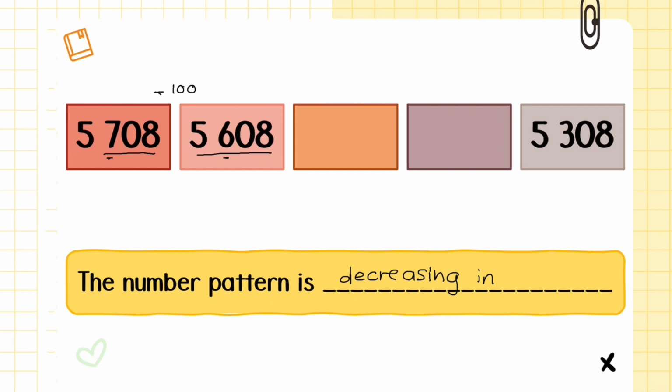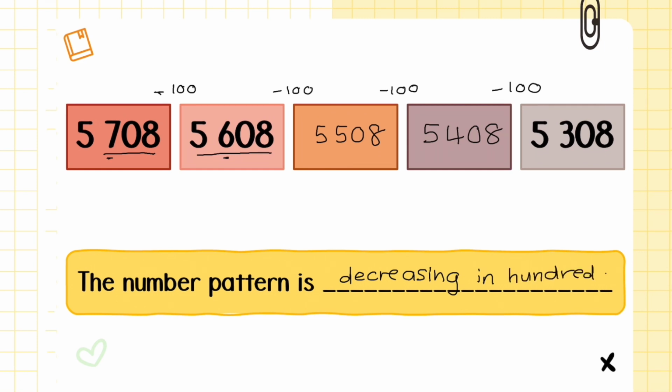Next, let's fill in the missing number. So from 5608, we minus 100, it will become 5508. Remember, only the hundreds place value will change. And then we minus 100 again, it will become 5408. And then we minus again 100, it will become 5308. So this one, we already know this number pattern is decreasing in 100s. So you spell 100 and the S. Don't forget it because it shows it's a number pattern.